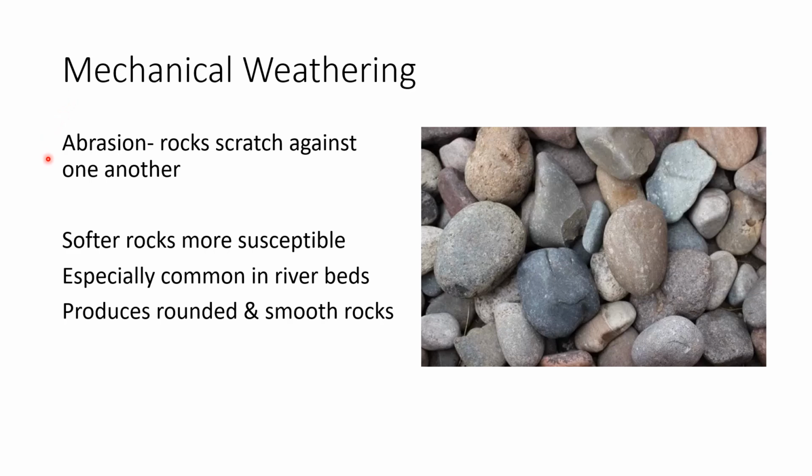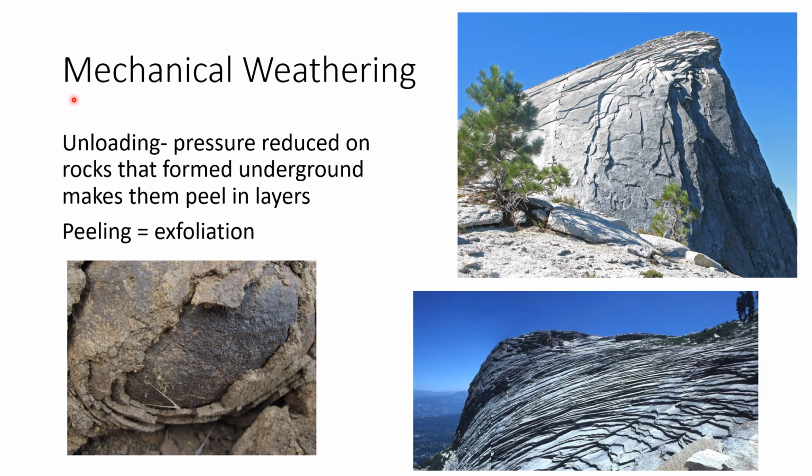Another type of mechanical weathering is called abrasion. This occurs when you have rocks that are scratching against each other. Soft rocks are more susceptible to this, so something soft like marble is going to be weathered by abrasion more than something harder like quartzite or granite. This is especially common in riverbeds because you have the water pushing all the rocks along and they're kind of grinding against each other, they're abrading each other, and this produces characteristically very rounded and smooth rocks. So whenever you think of river rocks, like if you went to a river and picked a rock out of the bottom, you get this nice smooth rounded rock. That's due to abrasion.